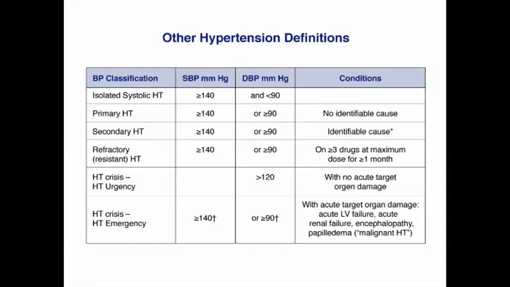Other definitions you should know about: refractory hypertension. It is high blood pressure not controlled by more than 3 drugs of different mechanisms for more than 1 month. Another definition will be hypertensive crisis. It may include urgency, high blood pressure with no acute target organ damage, and emergency with high blood pressure and acute target organ damage, such as acute left ventricular failure, acute renal failure, papilledema in malignant hypertension, and encephalopathy.